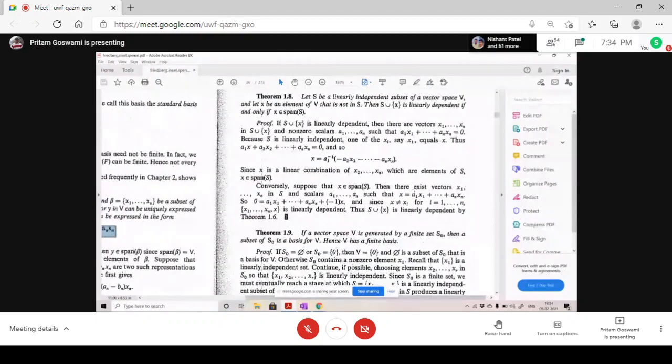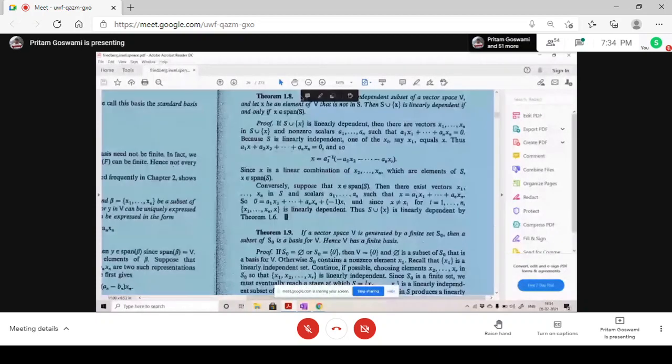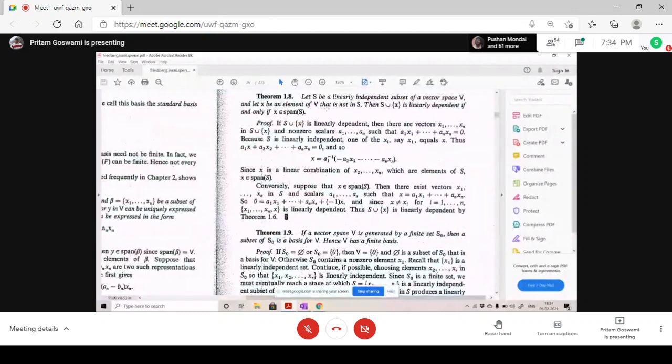Now there is another theorem. This is also important. Every theorem in this chapter is pretty important, concept wise and for problem solving also. So here, suppose S is a linearly independent subset of a vector space V. So V is given and S is a subset of V which is linearly independent, and x is another element which is not in S.